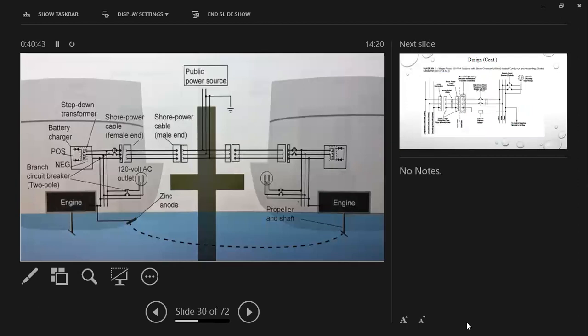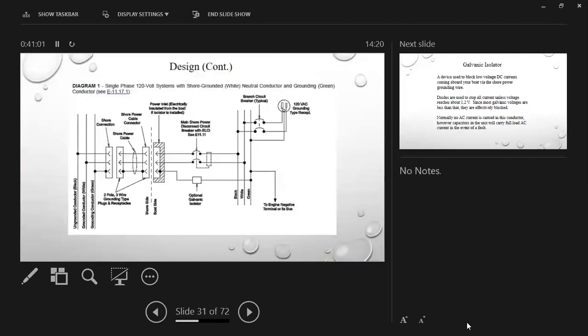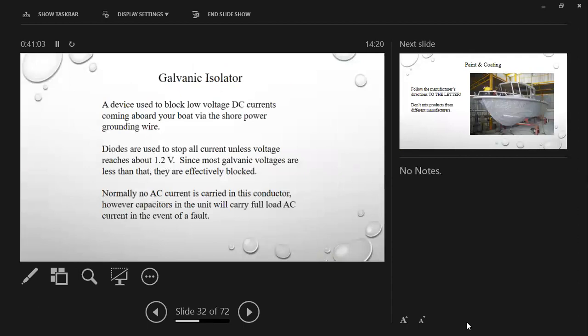Remember anode, anode, cathode, electrolyte, metallic path. The galvanic isolator on your boat gets installed right there, and it breaks the metallic path. So you can't have galvanic corrosion issues between boats now. How does it do it? And what does a galvanic isolator do? It stops the galvanic voltages from flowing. It basically breaks, using diodes and capacitors, the metallic path.